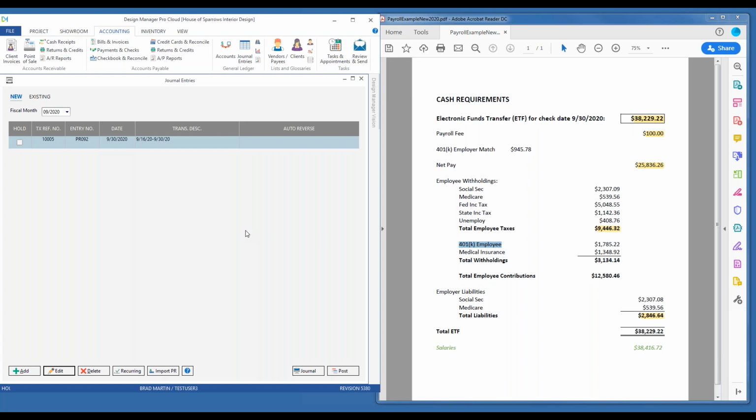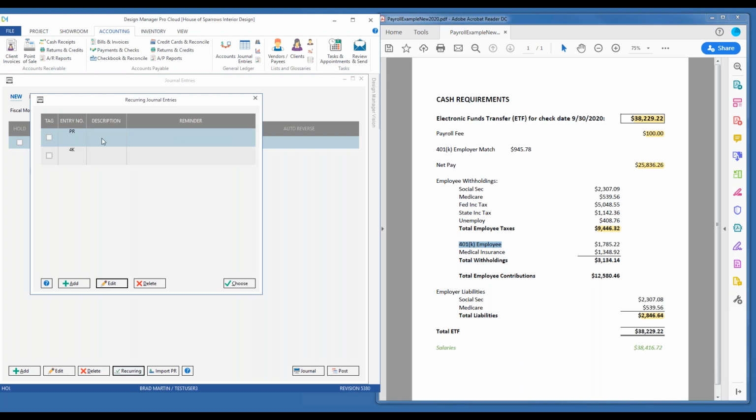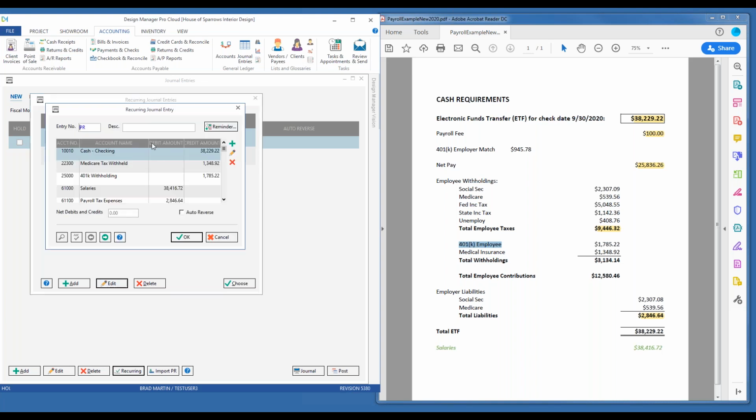Here's an even faster and even simpler way to do your payroll. In your Design Manager Pro, you have a concept called a recurring journal entry. So let's go ahead and look at our recurring journal entries. And I've crafted a very generic version of our payroll journal entry. Let's edit that to take a look. And we can see I already have all of my accounts with some pre-configured funds in here.